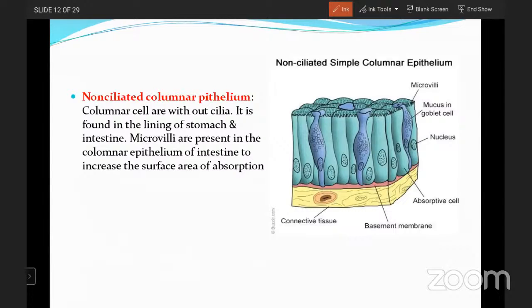What is the main function of the microvilli? It increases the surface area of absorption in the stomach and intestine. This is about the non-ciliated columnar epithelium, which does not have cilia, but instead of cilia it has microvilli, which are useful to increase the surface area of absorption. Okay, so this is the cell, and these are the microvilli. Okay, now go for the next one.